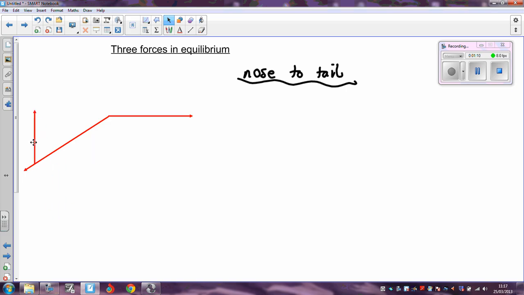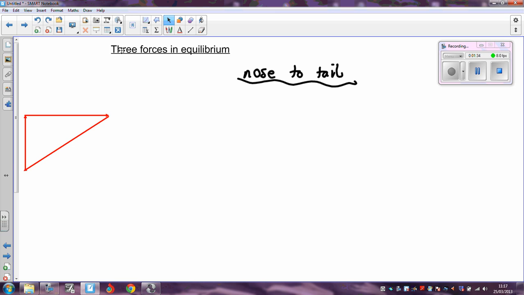I'm going to leave that one where it is. I'm going to now draw this one over here, so the nose of that one joins to the tail of this one. And this vector then goes here. So by changing the positions of those three vectors, what I've got is a triangle, and then depending on the question, I can use sine rule, cosine rule, just normal SOHCAHTOA trigonometry, as would be the case here, and I should be able to solve problems.